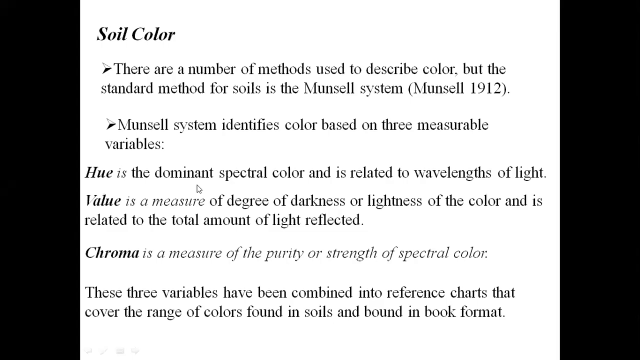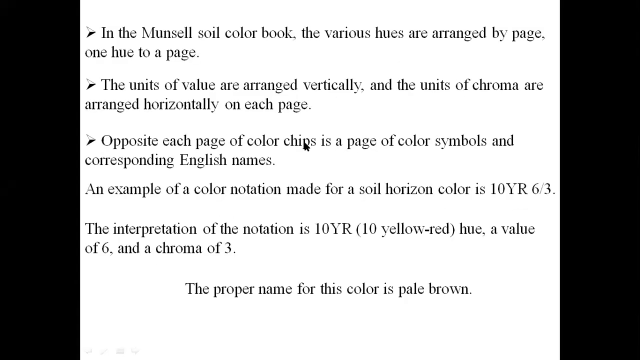But students, it does not stop here. There are many things to learn in the Munson color chart, and that is what today's class is about. We are crossing our limits from this small topic to many others. In the Munson color book you can see many pages: vertically you can see the values, and horizontally you can see the chroma conditions. Opposite them there will be color chips with color symbols.